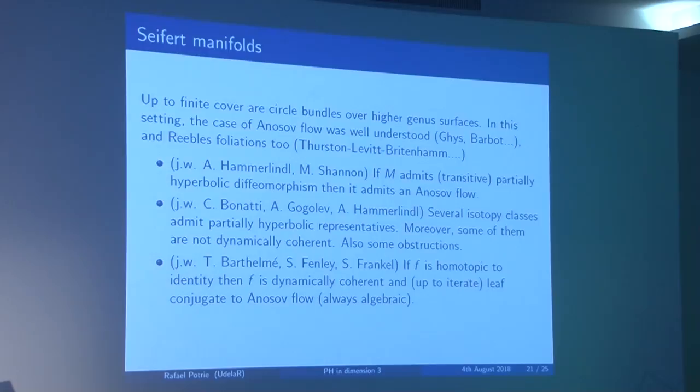And more recently, with Thomas Barthelmé, Sergio Fenley, and Steven Frankel, what we did was to start studying partially hyperbolic diffeomorphisms which are homotopic to identity. So we changed a bit the approach. We assume that a partially hyperbolic diffeomorphism is homotopic to identity and say, well, what can we say? And so in Seifert manifolds, what we can say is that f must be dynamically coherent and leaf conjugate to an Anosov flow. Okay, so it has to be up to an iterate, but it's no problem.